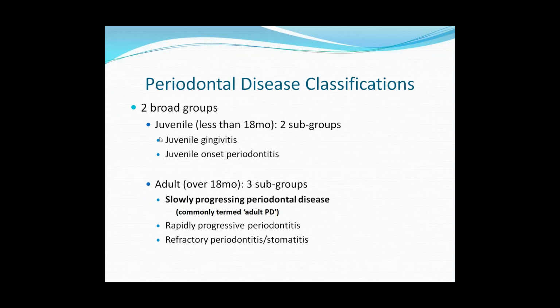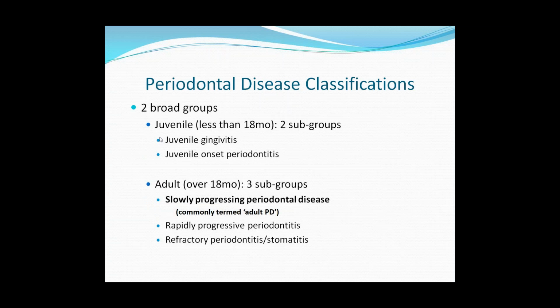So what I've done is I've separated and classified periodontal disease into two broad groups. I've based these on age. So the first group are those less than 18 months of age, and the second group are those over 18 months of age. And the first group I've called juvenile, and they get two diseases, the first one being juvenile gingivitis and the second one being periodontitis.